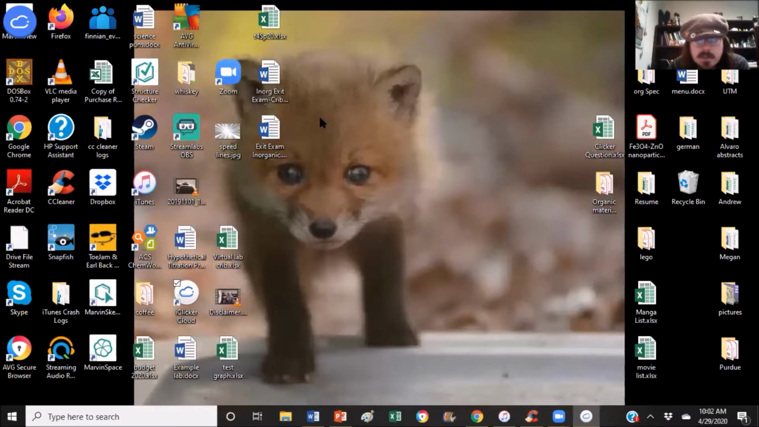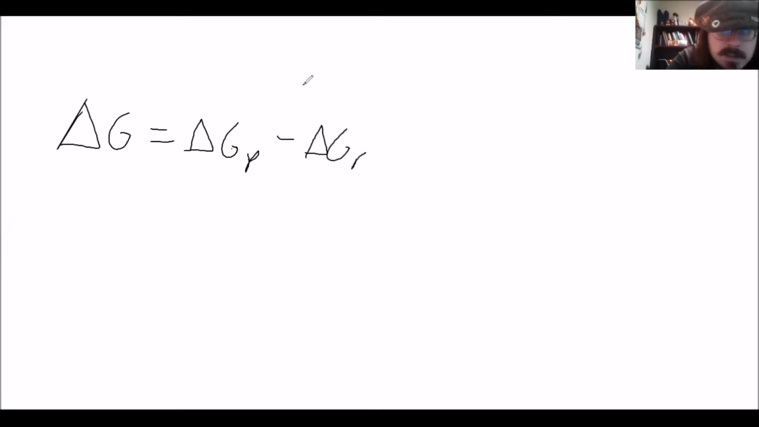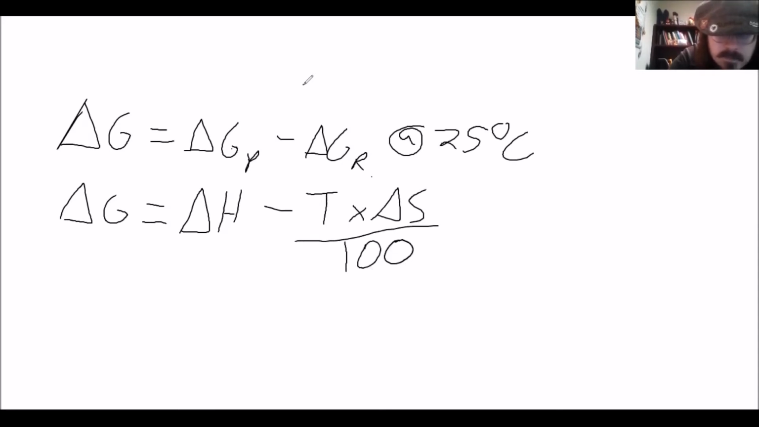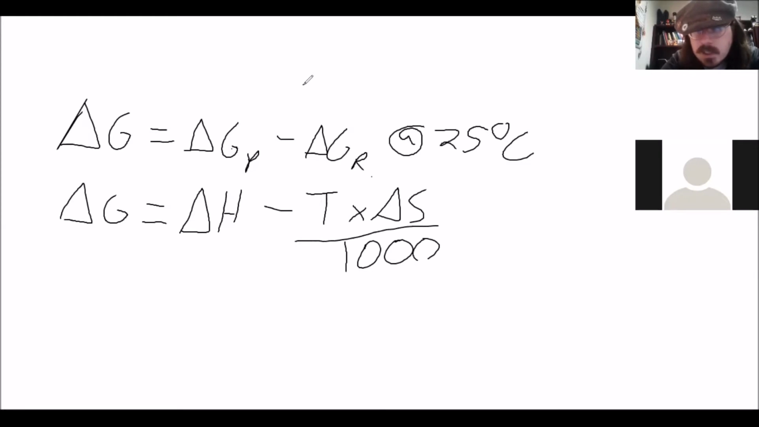Let me quickly sum up all the equations you'll need for this test. You could calculate delta G from delta G products minus delta G reactants, but this is only at 25 degrees C. If you want delta G at any other temperature, you need delta G equals delta H minus T times delta S, and that will get you delta G, standard or non-standard, at any temperature.